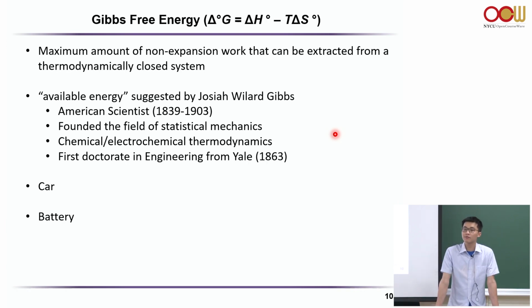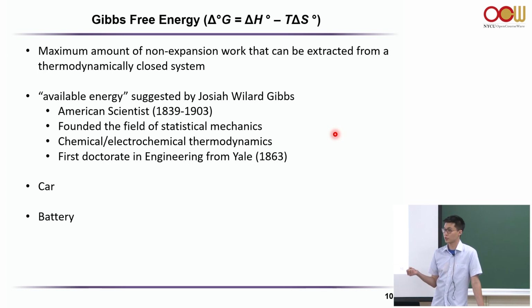Okay, so next, at the end of last lecture, we briefly mentioned delta G, the Gibbs free energy. And so what is Gibbs free energy? It is a more quantitative way to describe the energy transfer within a system. There is the enthalpy, the delta H term, and the delta S, a change in entropy that accounts for the increase or decrease in your freedom of motion of your particles. So Gibbs free energy, this delta G equal to delta H minus T delta S, it basically describes the maximum amount of non-expansion work that can be extracted from a thermodynamically closed system.